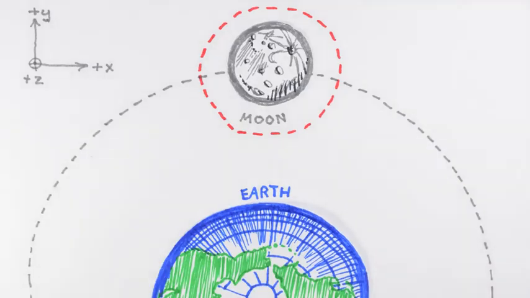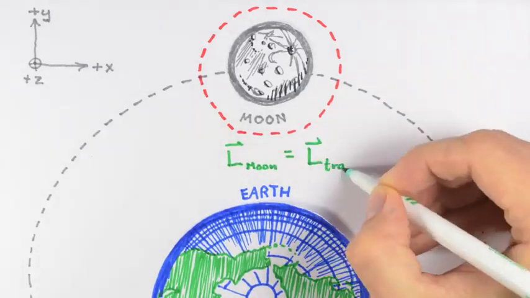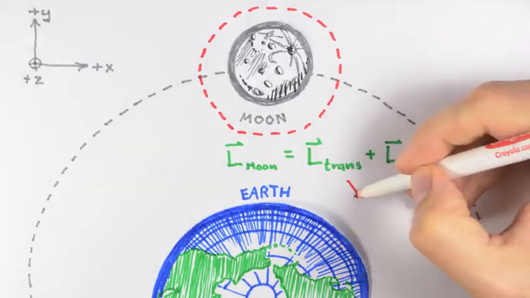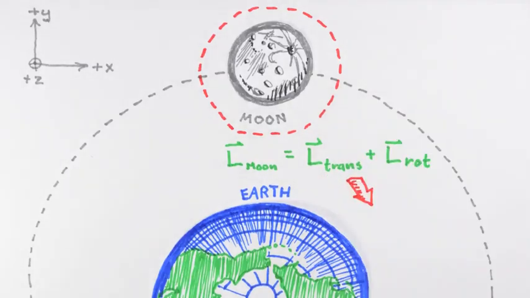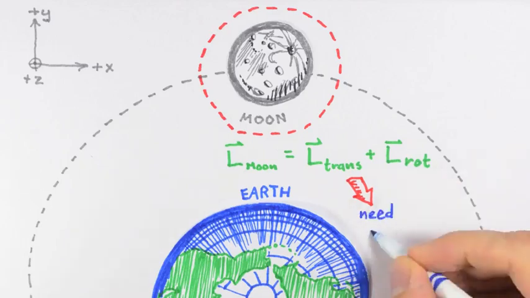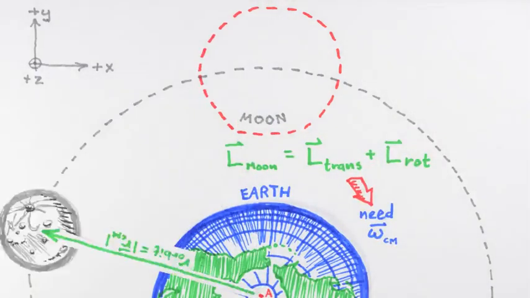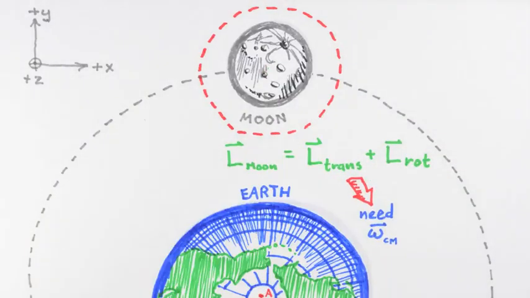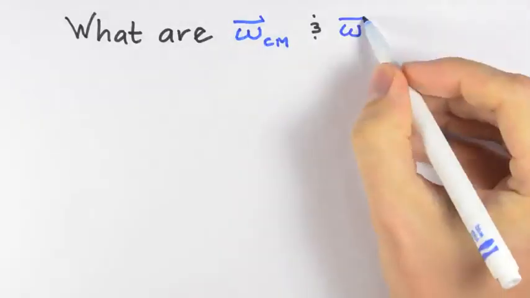Let's find the total angular momentum of the Moon, which we recall is the sum of its rotational angular momentum and its translational angular momentum. To find the translational angular momentum, we need to know the angular velocity of the Moon's center of mass as it orbits. It's pretty clear that we should choose an axis which passes straight through the center of the orbit for this. To find the rotational angular momentum, we need to know the angular velocity of the Moon's rotation about its center of mass. What are these angular velocities?